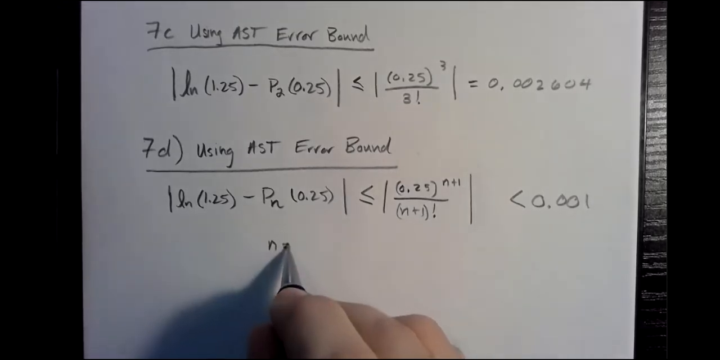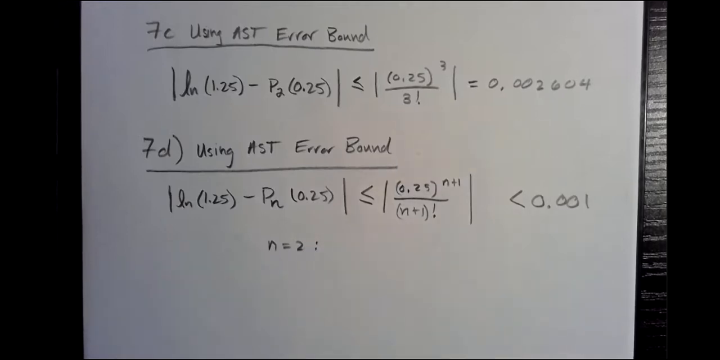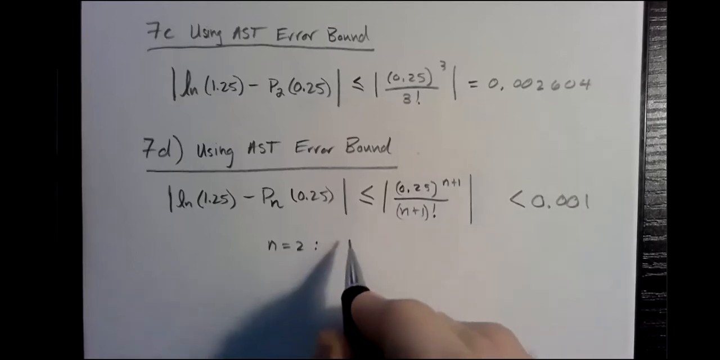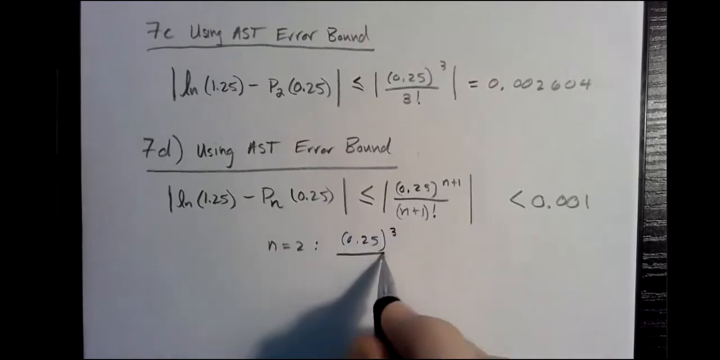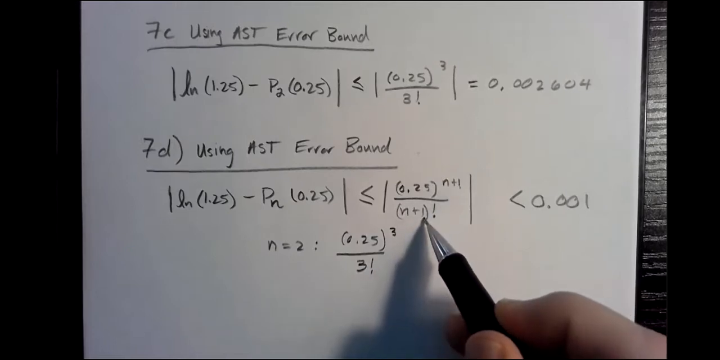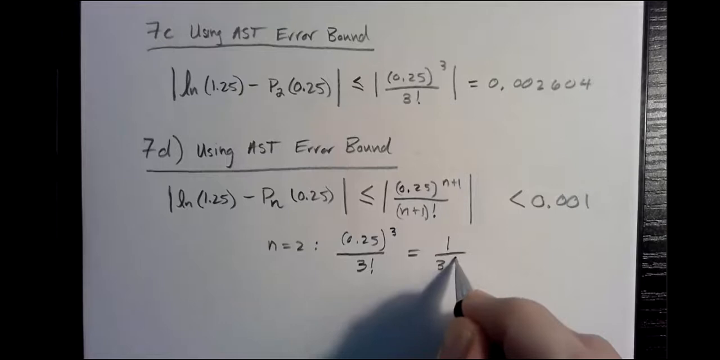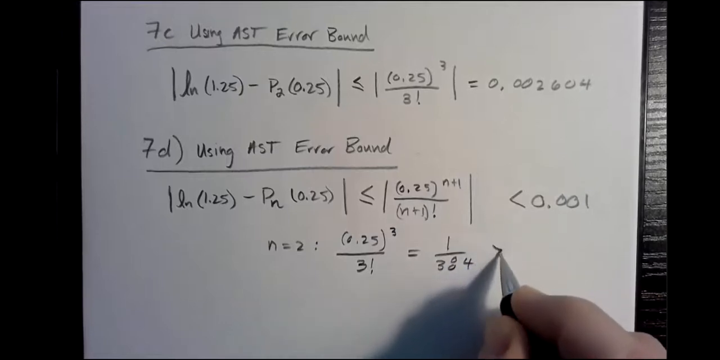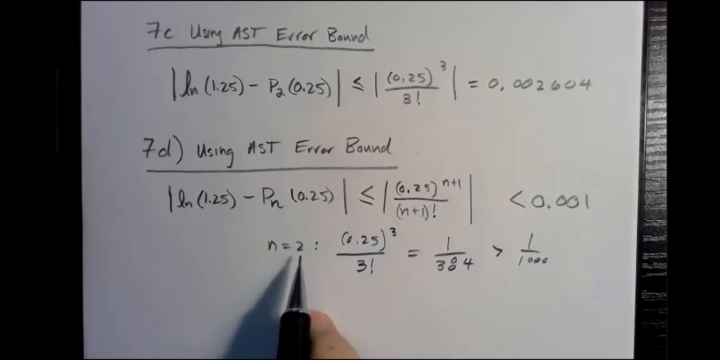So we test it for n equals 2. I'm just going to repeat this case. We know this is not the answer, but I just want to show how we can rule it out. The exponents, the n plus 1, n plus 1, those would be 3s. So that's 1 over 384, which is still bigger than 1/1000th. So we know that the second degree polynomial is still not enough.